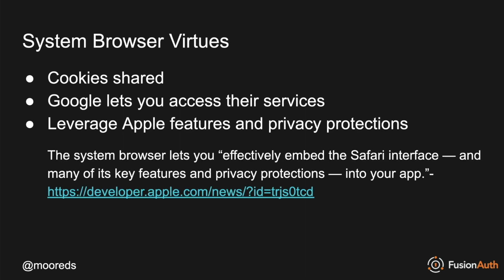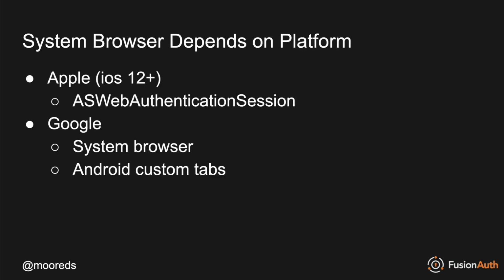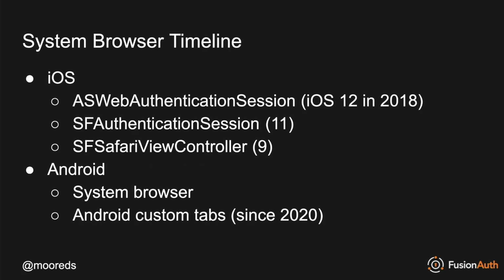You also get strong encouragement to use the system browser from Apple as well. When they introduced their second generation system browser, they said, when you use the system browser, you're basically letting the user leverage all the security and privacy features of Safari, as opposed to a Webview where they don't have those. Which system browser you use depends on which platform you're on. If you are on iOS 12 or later, then you want to use what's called the AS Web Authentication Session. As I mentioned in Google, you can use either the system browser or what's called Android Custom Tabs, which is like custom Chrome. AS Web Authentication Session has been around since 2018, and Android Custom Tabs has been around since 2020.